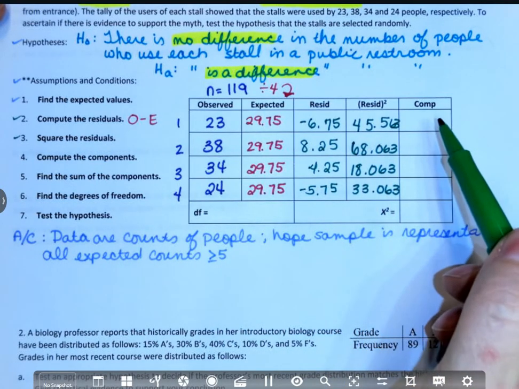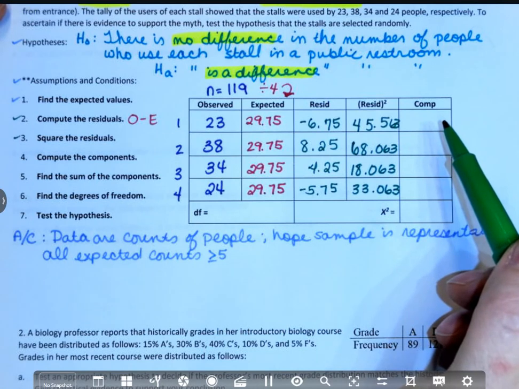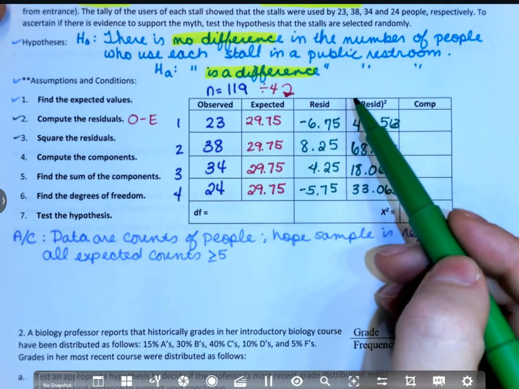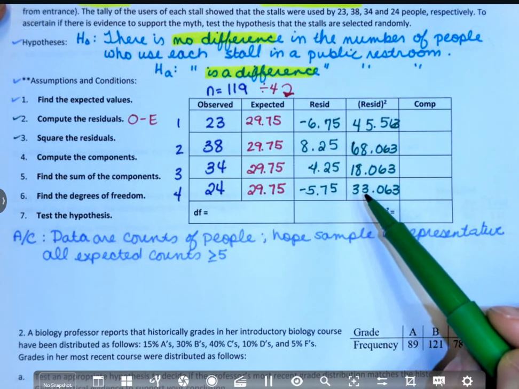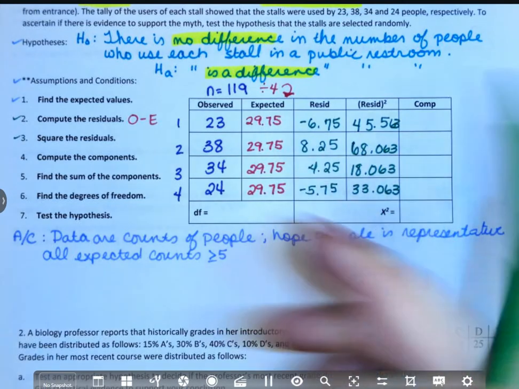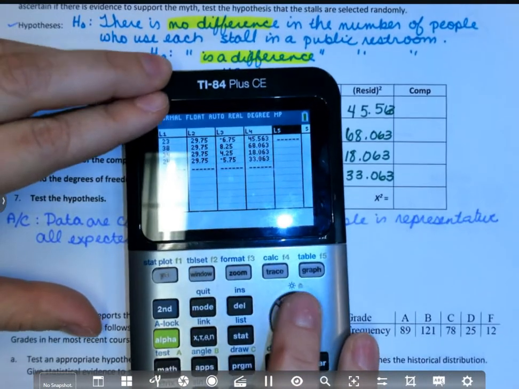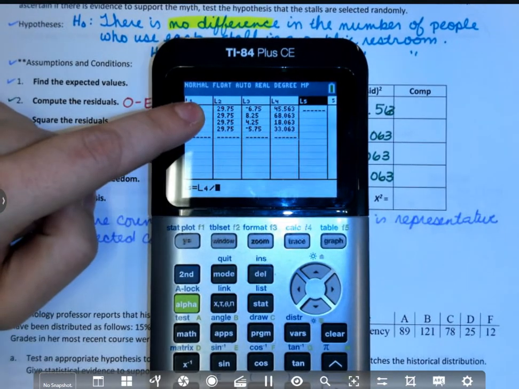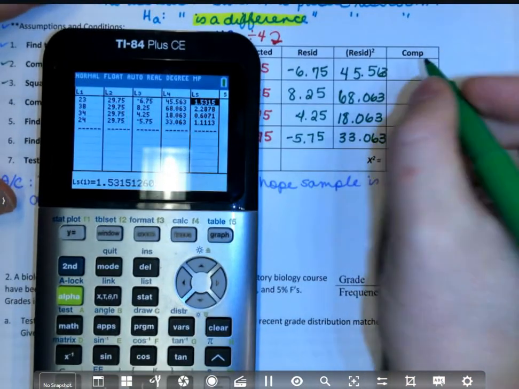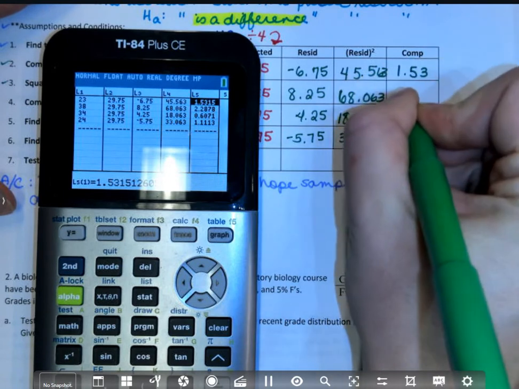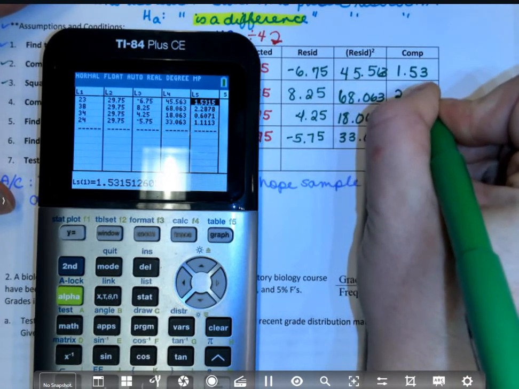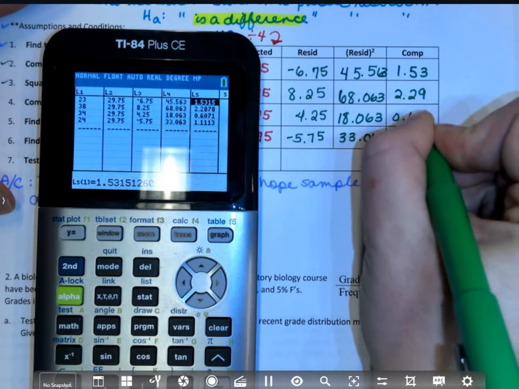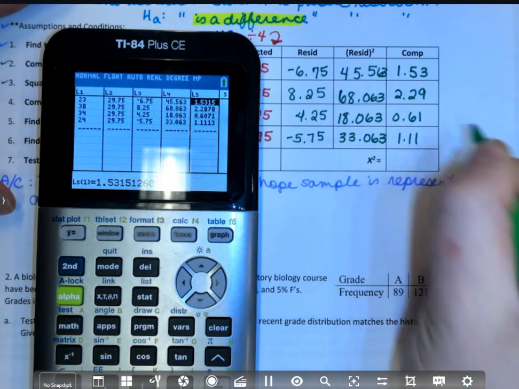And then for my component, what am I going to do? I'm going to take these numbers and put it over this. So in my calculator, I'm going to take my list 4, and I'm going to divide it by my expected, which is list 2. And so my components here are 1.53, 2.29, we'll just do it that way, 0.61, 1.11.